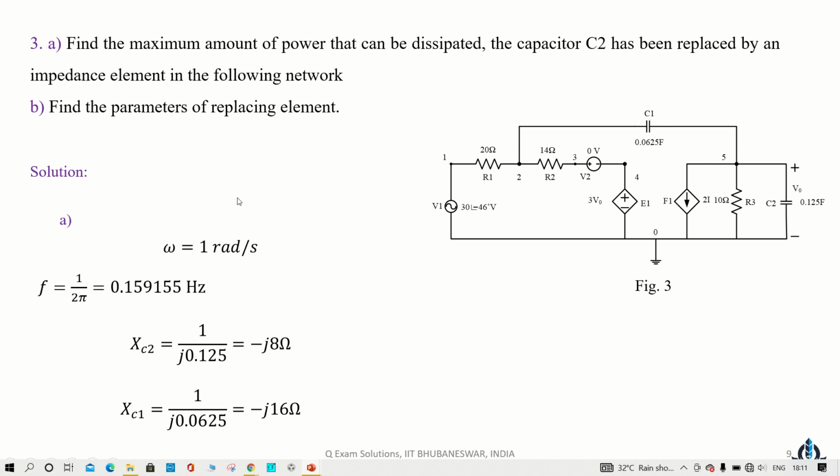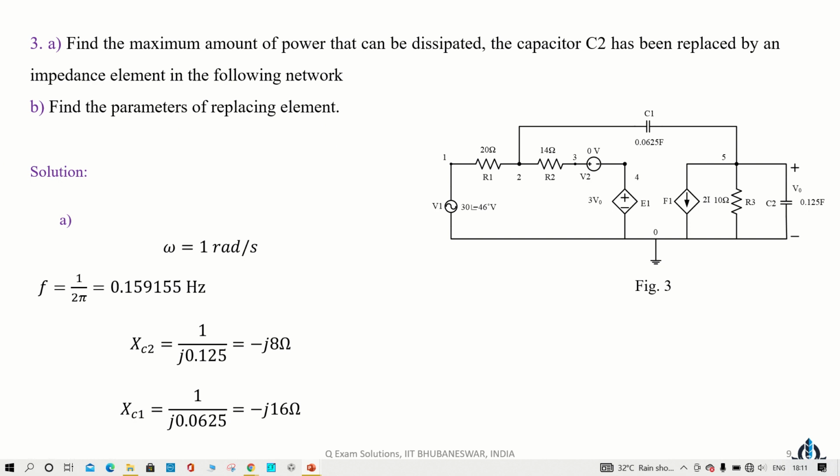This is question number 3. In question number 3, it is saying find the maximum amount of power that can be dissipated. The capacitor C2 has been replaced by an impedance element in the following network. And the second part: find the parameter of the replacing element. This is the circuit. So for finding maximum power, first we need to find the Thevenin equivalent.